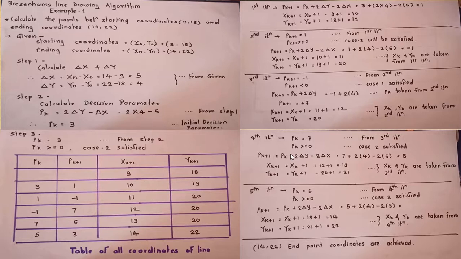Now on the basis of the decision parameter obtained in the fourth iteration, it will satisfy case 2. So pk plus 1 is equal to pk plus 2 into differential of y minus 2 into differential of x, equal to 5 plus 2 into 4 minus 2 into 5. 3 will be our next decision parameter value, and xk plus 1 is equal to 13 plus 1 is equal to 14, and yk plus 1 is equal to 21 plus 1 is equal to 22. That is the end point we have achieved.